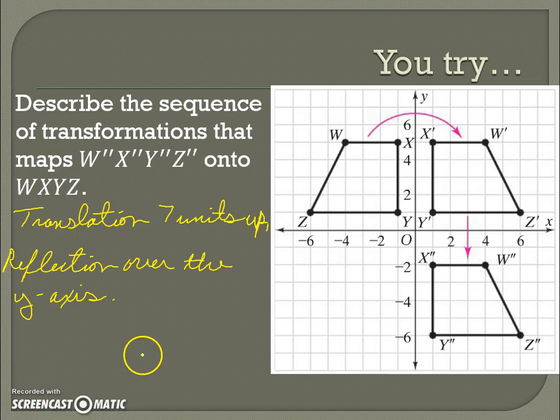All right, so here's what I got. I said a translation 7 units up, then a reflection over the y-axis. Hopefully you got the same thing. If not, go back and find your mistakes. Let's keep moving. But first, we need a barnyard photobomb.